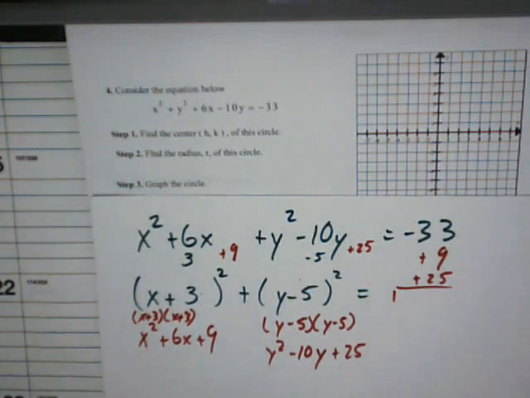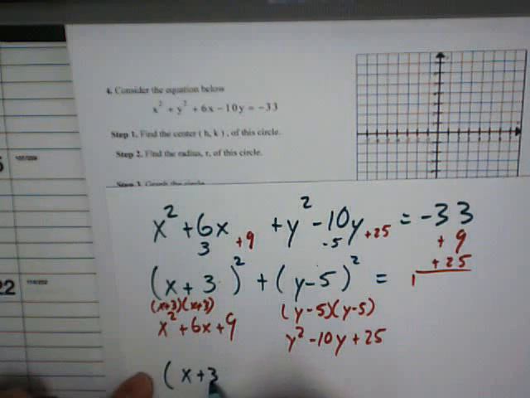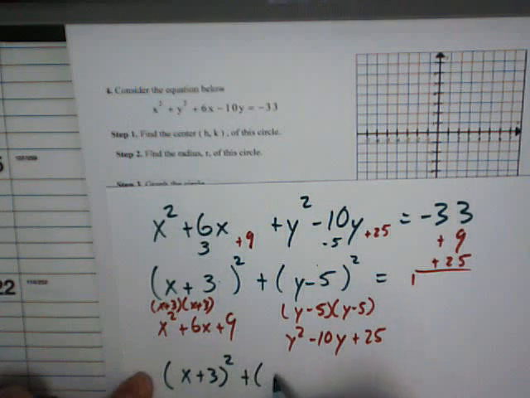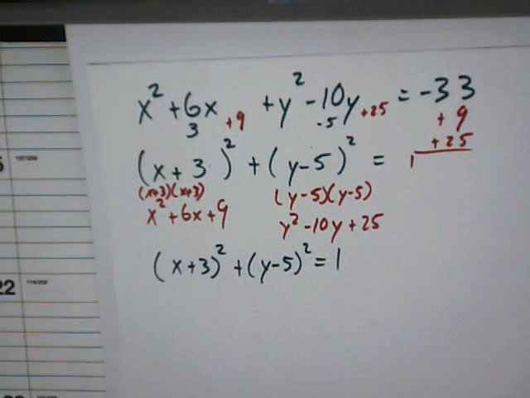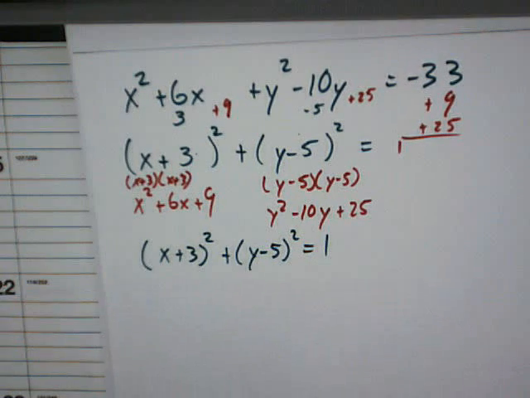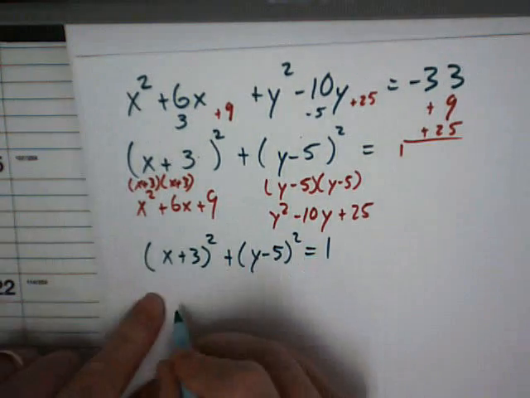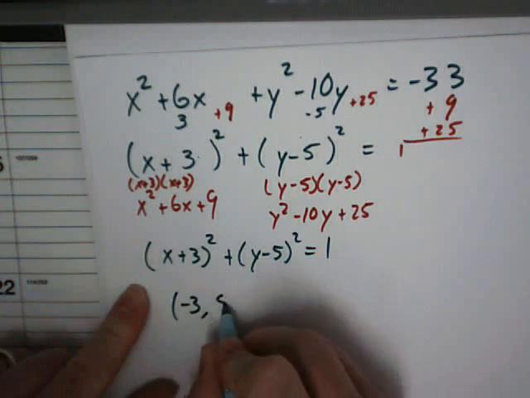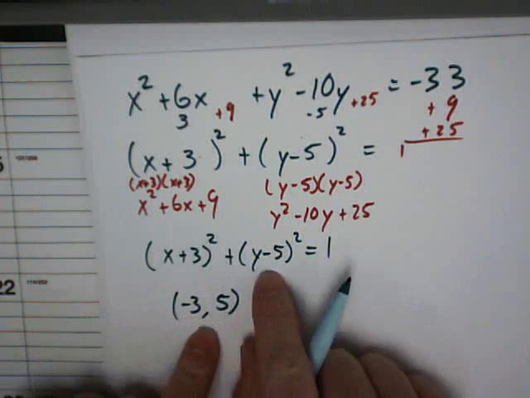So what I wind up with, in standard form at least, is the circle of x plus 3 squared plus y minus 5 squared equals 1. These numbers right here are your center. So the center is at negative 3, positive 5. Remember how these signs will flip if you're talking about the center of the circle.